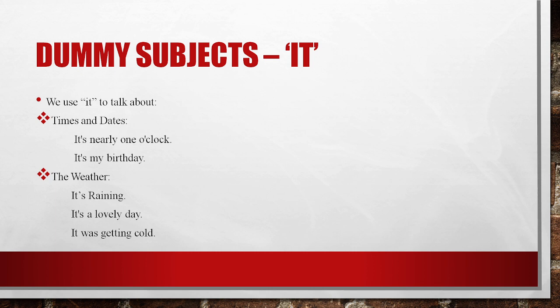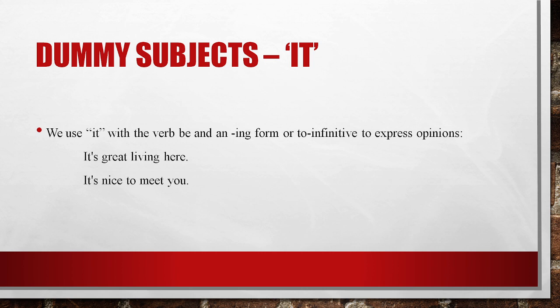We use it to talk about times and dates. It's nearly 1 o'clock. It's my birthday. The weather: when we want to refer to the weather, it's raining. It's a lovely day. It was getting cold. And we use it with the verb be and an ing form or to infinitive to express opinions. It's great living here. It's nice to meet you.